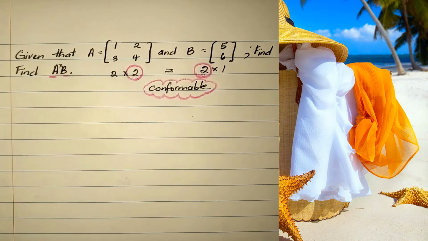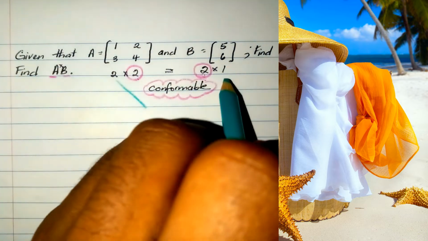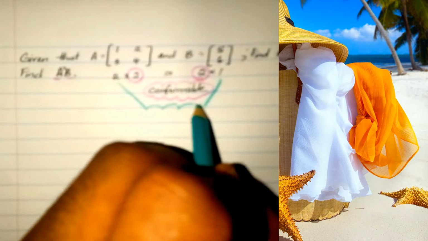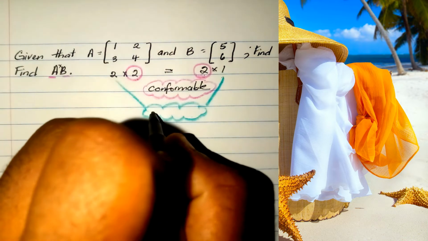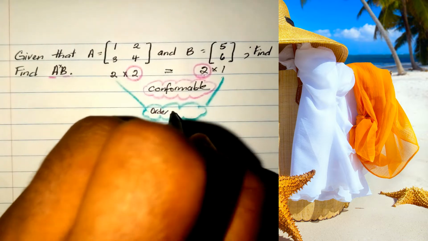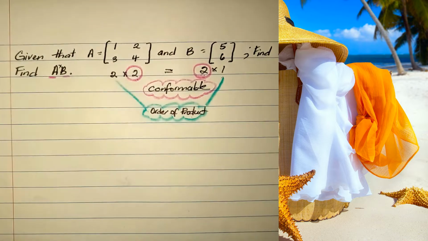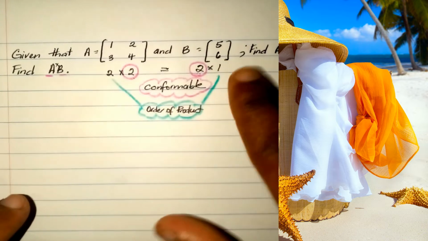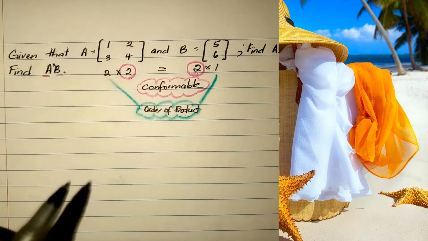Now this is what is interesting. Whatever is left from the order, which is this and this, will be the order of your answer. The order of the product. Good. So that means AB is supposed to be a 2 by 1 matrix. So let's go ahead and see how this works.